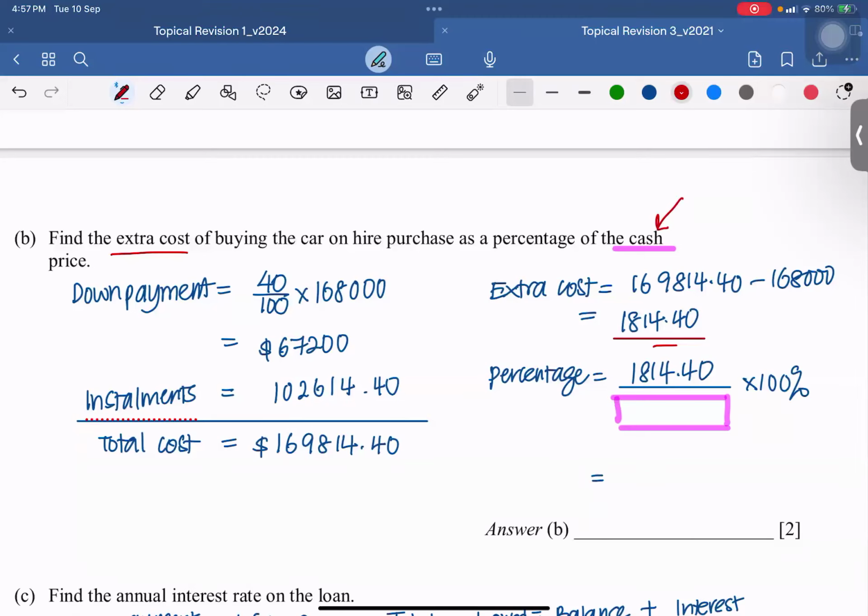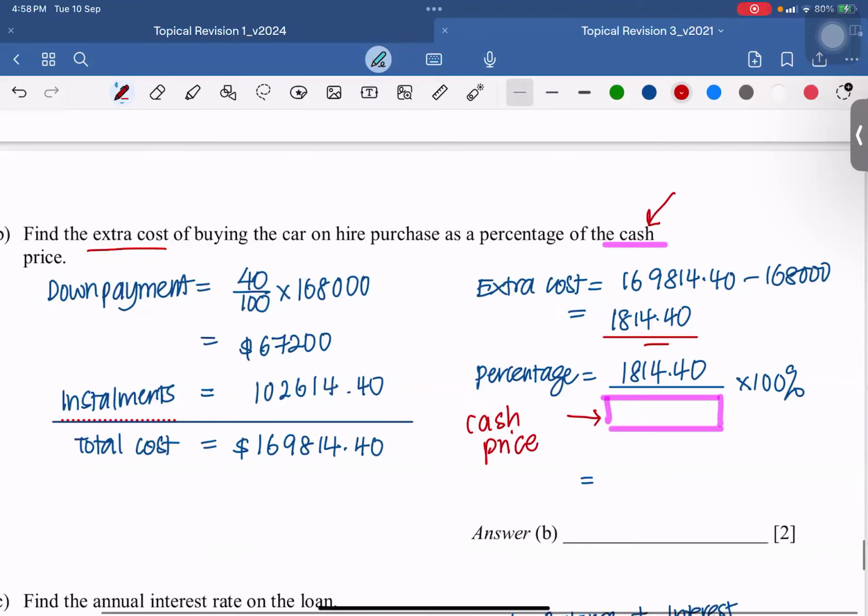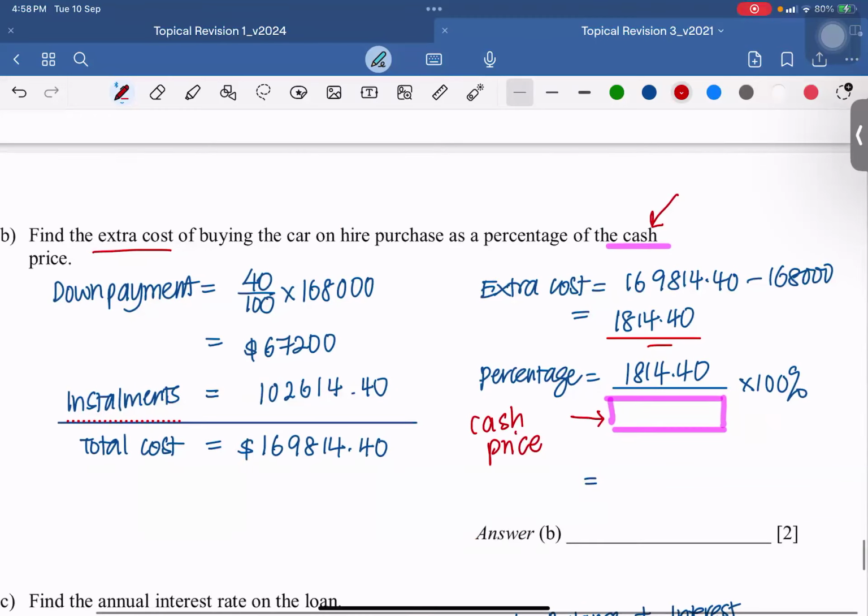So that means when I want to find a percentage, I take the extra cost, divide by my base, which is the cash price over here. Can anyone tell me what is the cash price? What number do I need to put in down here as my base? Two minutes to ending our lesson. Hurry up. Come on. What is the cash price?